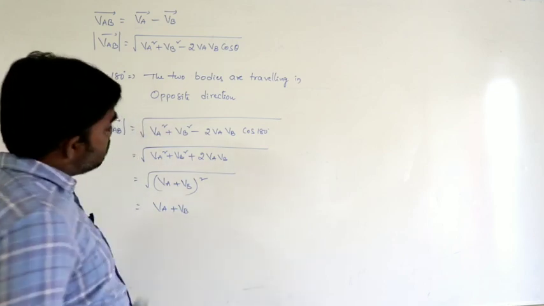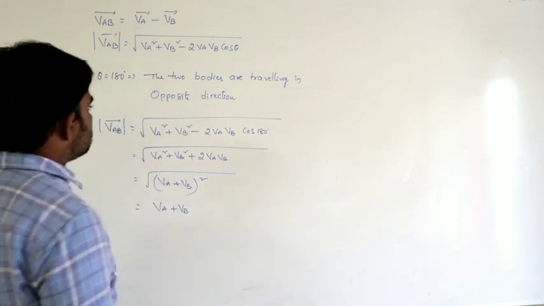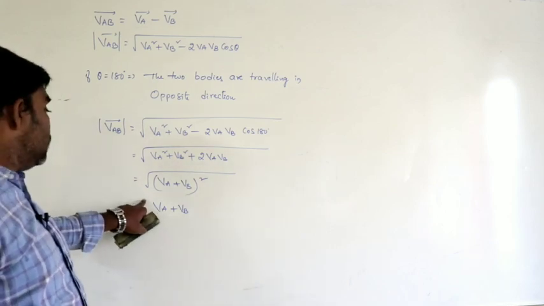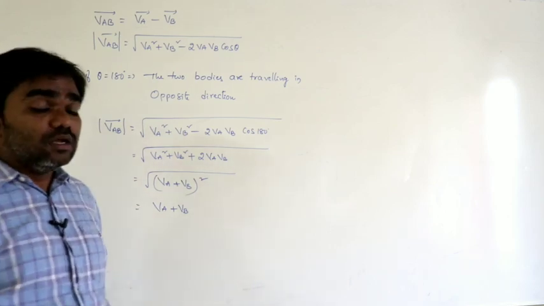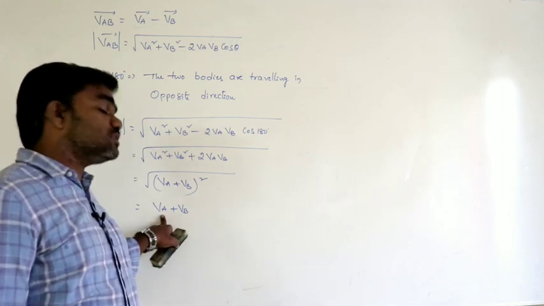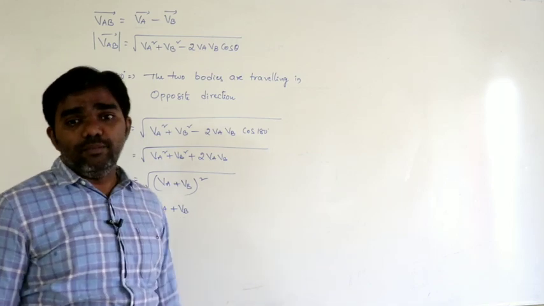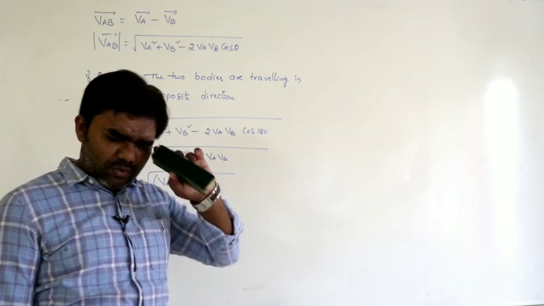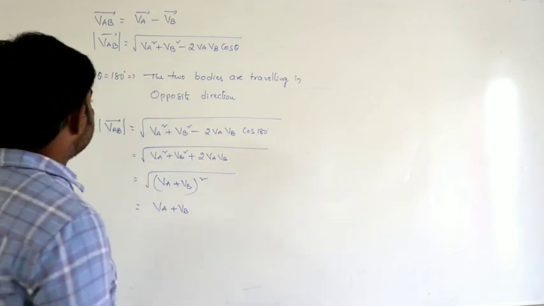So that means if two bodies are traveling in opposite directions, what is the relative velocity of those two bodies? The relative velocity of those two bodies is VA plus VB. It's very important.